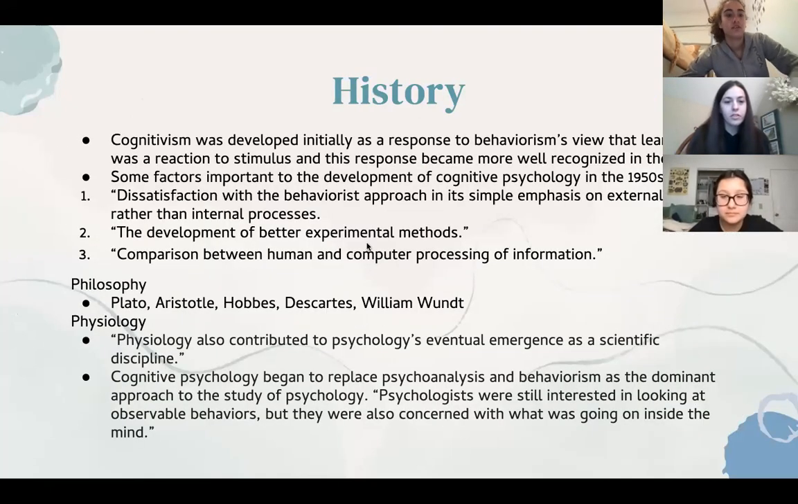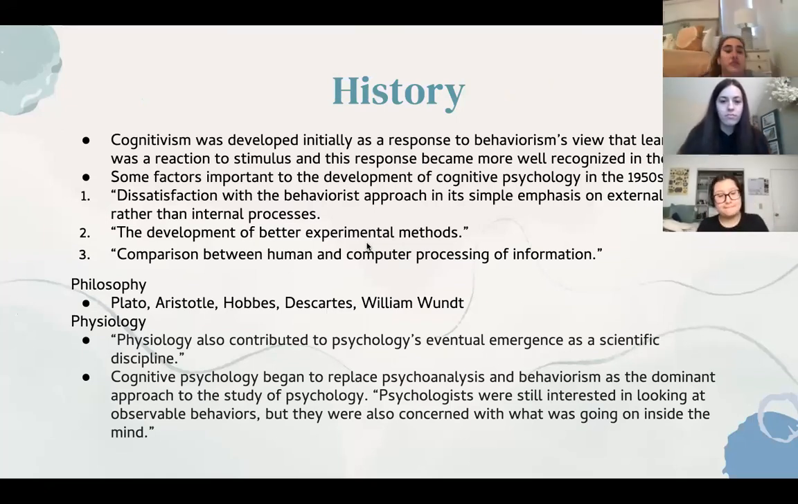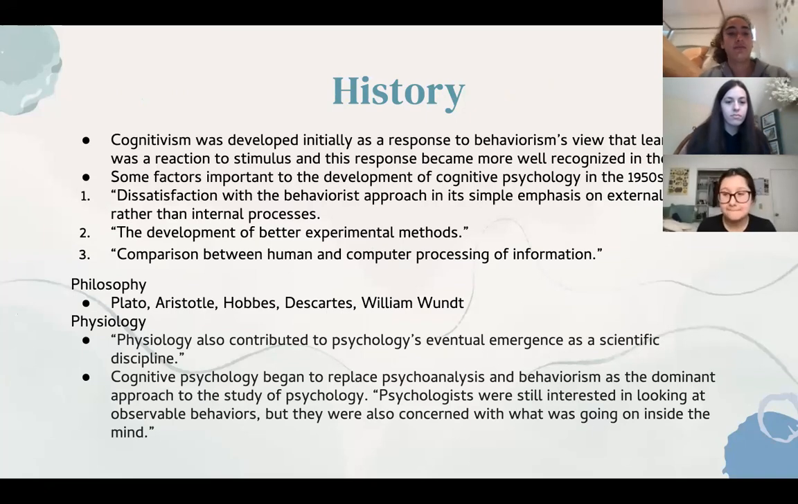And now we're going to go into the history. So basically, we talked about the history that cognitivism was developed initially as a response to behaviorism's view that learning was a reaction to stimulus. And the response became more well recognized in the 1950s.